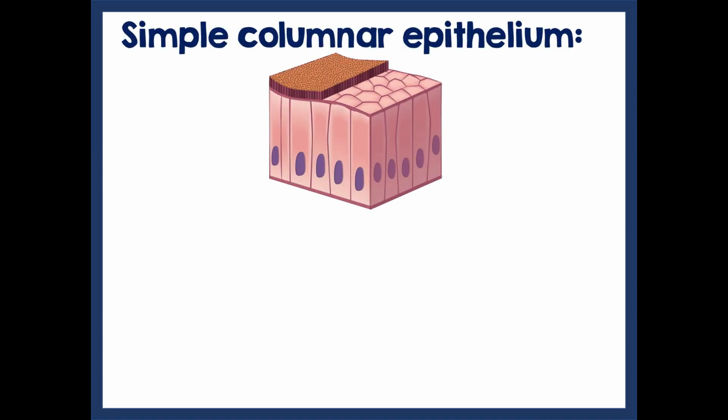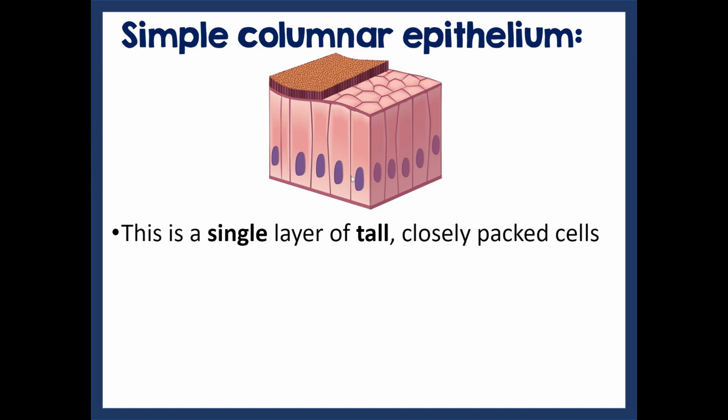Okay, then you have a third type of simple epithelium tissue, and this one is called simple columnar epithelium. It's called columnar because it's shaped like a column. Think of a column that holds up a building. So it is also a single layer of cells, and that's why we call it simple epithelium. But in this case, the shape of the cells is different. These cells are very tall. That's what gives them their columnar name. And these cells are very closely packed together.